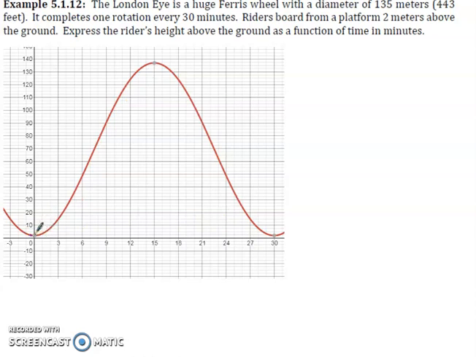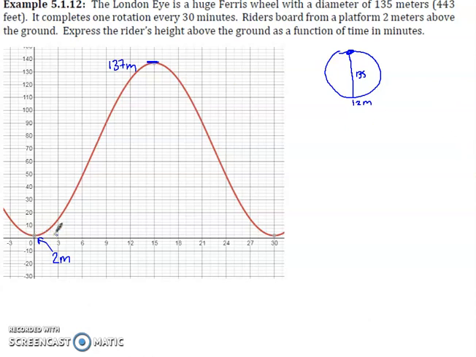So the rider's height when they board is 2 meters. So their lowest point when they're on the Ferris wheel is 2 meters. Their highest point when they are on this Ferris wheel is going to be 137 meters. And the reason it's 137 is because from where they board straight up to the top, this is 135 meters, but they boarded 2 meters above the ground, which brings this point to a height of 137.